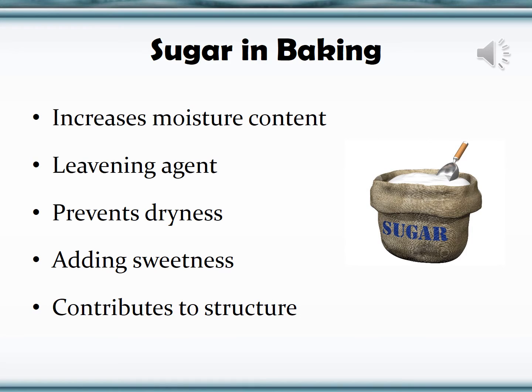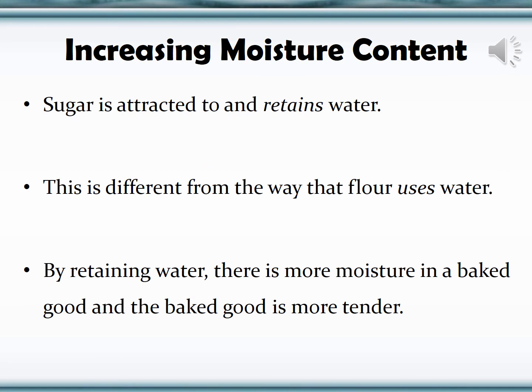So you already know many of the roles that sugar has in baking. We're just going to review some of these roles and mainly look at the most essential roles that sugar has in baking. These being increasing moisture content and then contributing to the structure of baked goods.